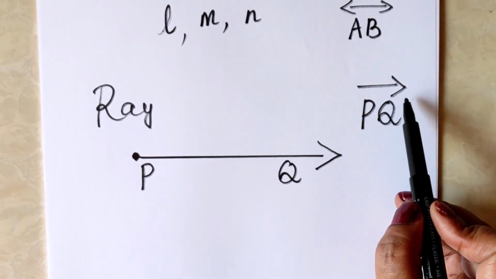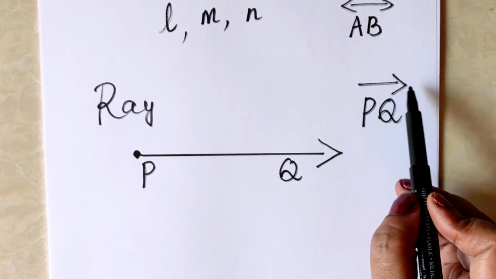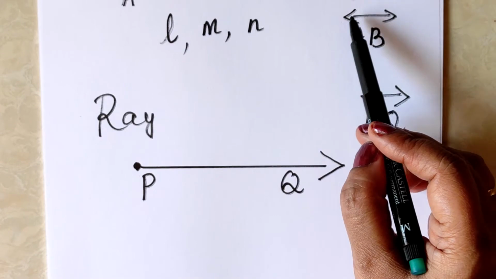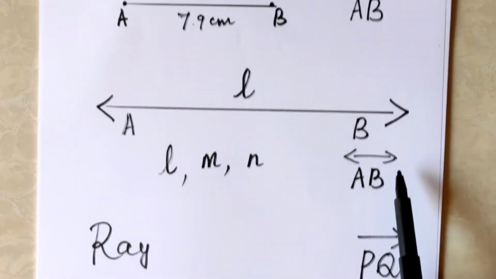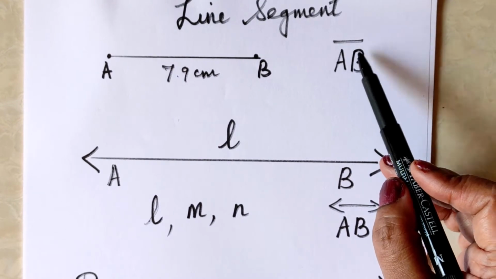So the arrow mark is this way. This is how we have to show the symbol of a ray: one side only, with this initial point. But for the line, there are arrow marks on both sides. For the line segment, there is no arrow mark at all because it has a fixed, definite length.